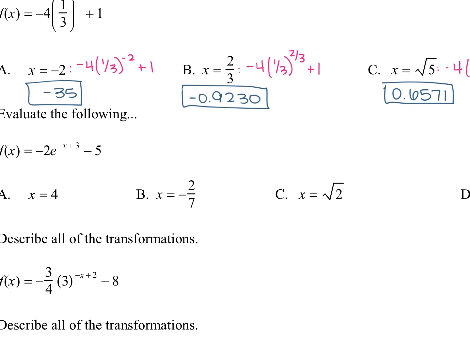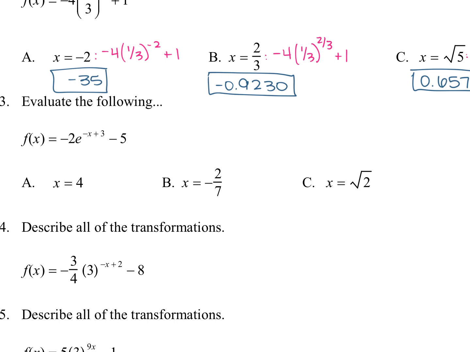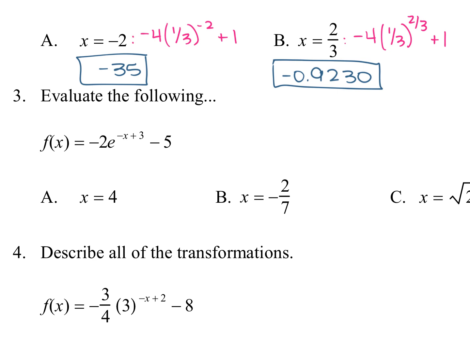For your next example, you are using the function f of x is equal to -2e to the power of -x plus 3 minus 5. For A, we're given x is equal to 4. So if x is equal to 4, this is going to give us -2e to the power of the opposite of 4 plus 3 minus 5. So we're going to plug this into our calculator, round to the 4th decimal place. That should give you -5.7358.